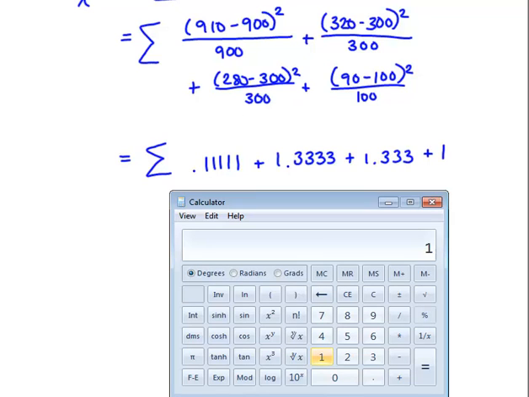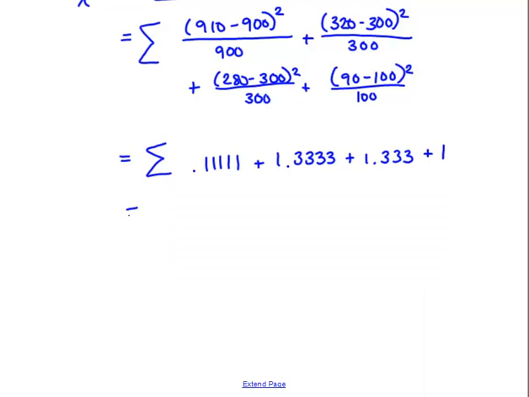So we have 1.333 repeating. I like to just put a lot of decimal places to be more accurate. Plus another 1.33333 repeating. Plus 0.11111 repeating. Plus 1. So total, we get 3.77, so we can say 3.78. So the summation of that is 3.78, and that's our chi-square value.